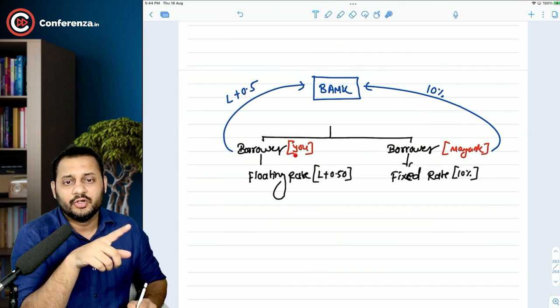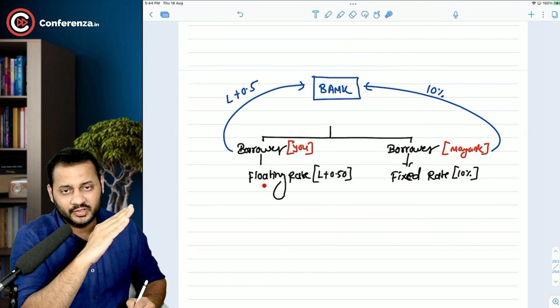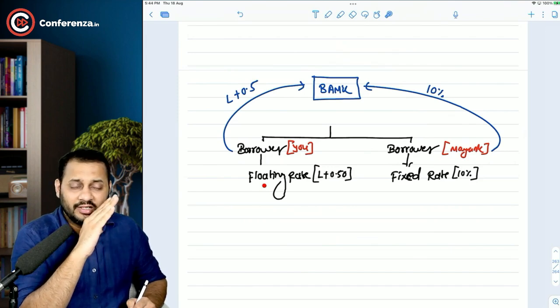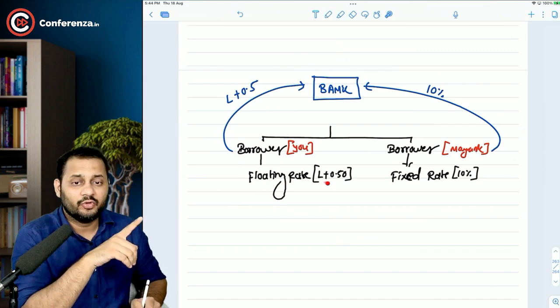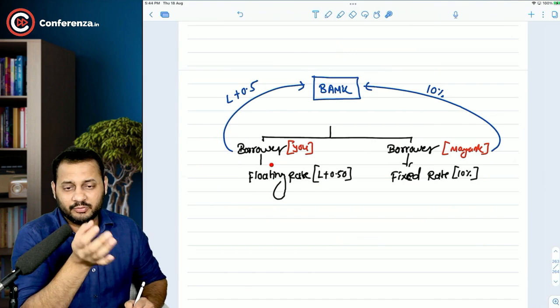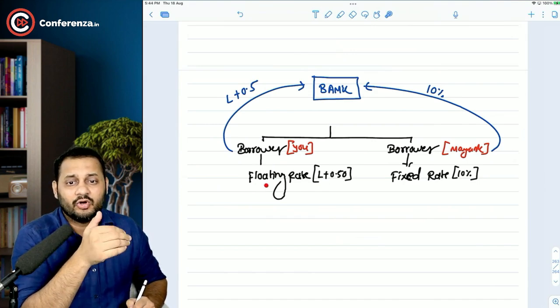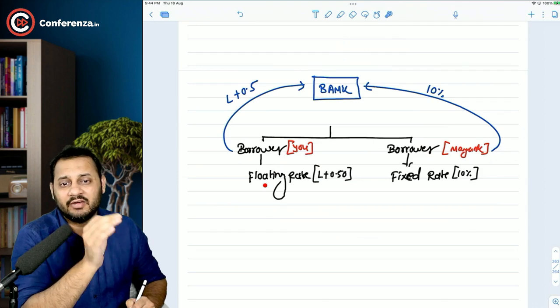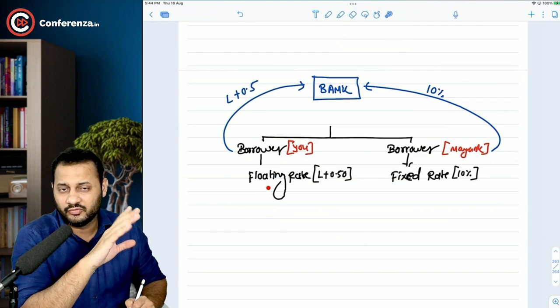You, the borrower, are thinking that the interest rate in the market is going to rise. If it actually goes up, you will have to pay more interest in the coming time. And that's the risk to you, because the principal amount of 100 crore is the same, but the cost will keep on increasing every year if the LIBOR increases, because you have a loan at a floating rate.